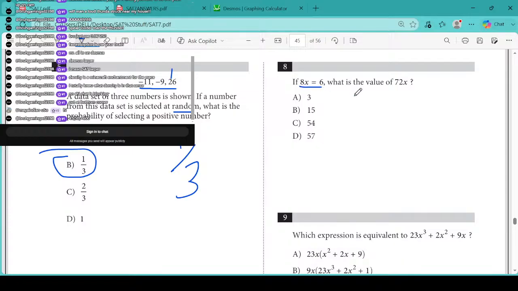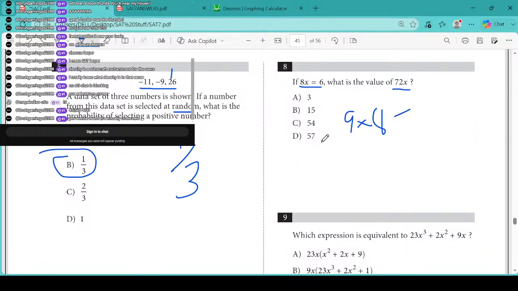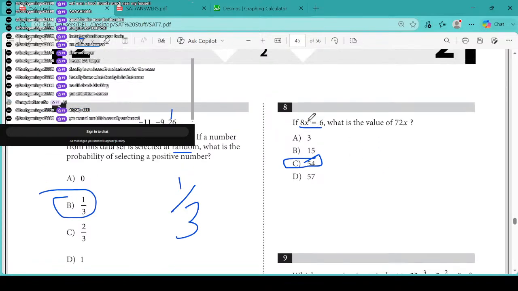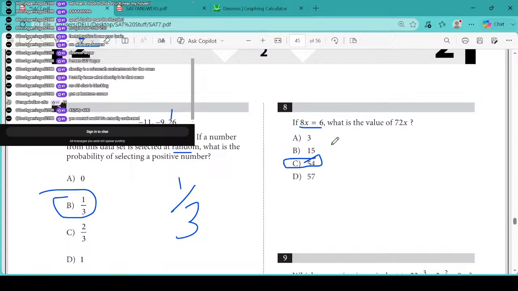If 8x equals 6, what's the value of 72x? 9 times 8 is 72, right? So 6 times 9 is 54. Because 8x times 9 equals 72x, so you take 6 times 9, that's the same thing, which is 54. You do not need to solve for x for this one. You just multiply. That would be much simpler and saves you a lot more time.